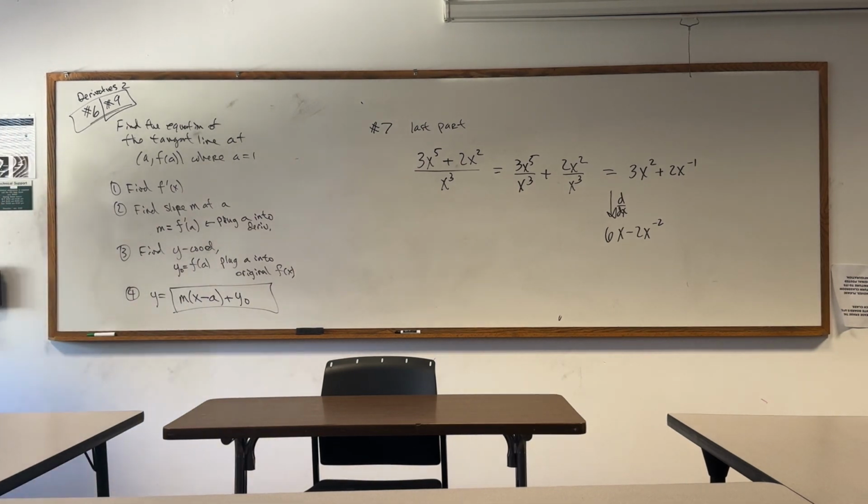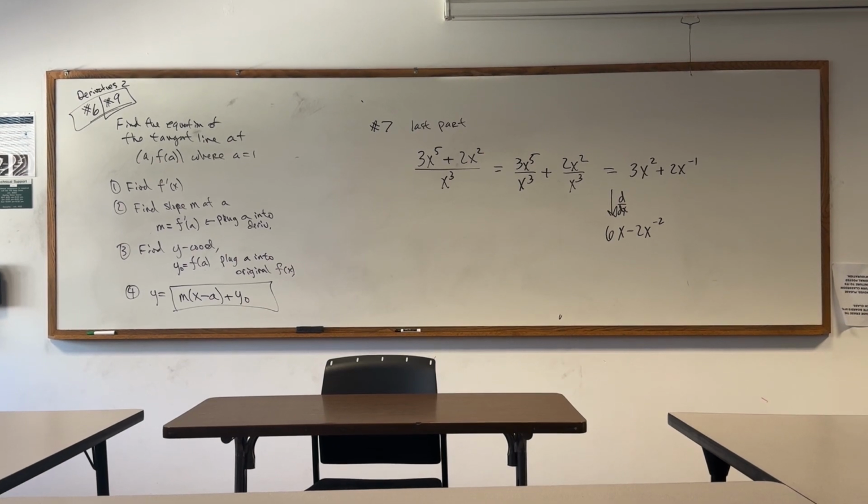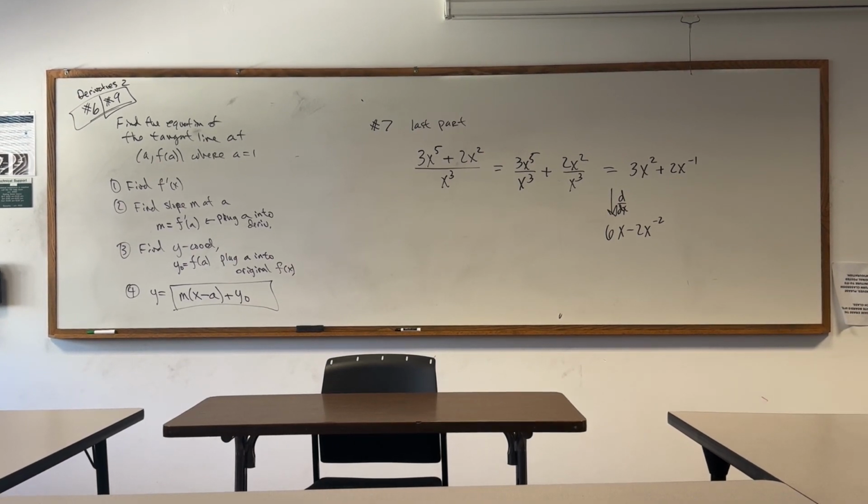How do you do those ones if you aren't given A? They give you a point, so you don't even have to do part 3. You've got the x naught, y naught. They've given you the A and the y naught. So I just had to find the slope at 4. Yes, ma'am.